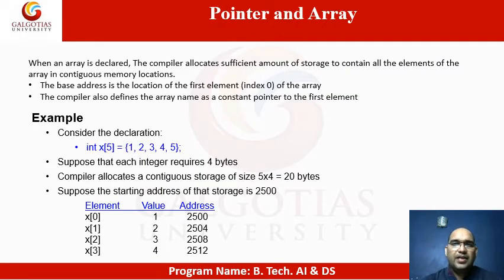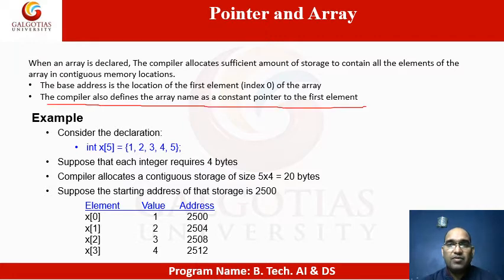Now there is a relationship between pointers and the array. When an array is declared, the compiler allocates a sufficient amount of storage to contain all the elements of the array in continuous memory locations. We know that the base address is the location of the first element, index 0, of the array. So the compiler also defines the array name as a constant pointer to the first element. This point is very important.